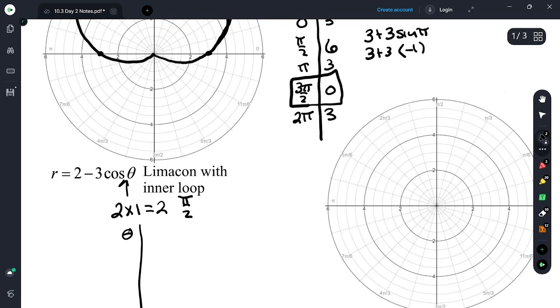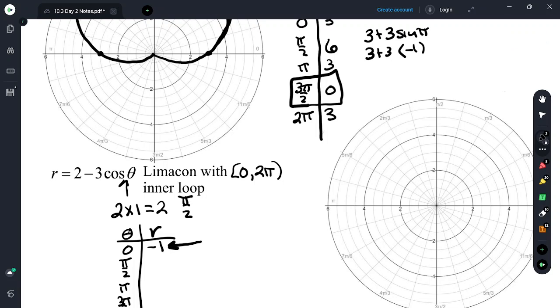So we have theta and r. 0, 1/2, 2/2, 3/2, and then 4/2. And limacons, you've got to go from 0 to 2 pi to finish those. So when we plug 0 in, cosine of 0 is 1, so we get the -1 right away. That's what causes what we call this inner loop.